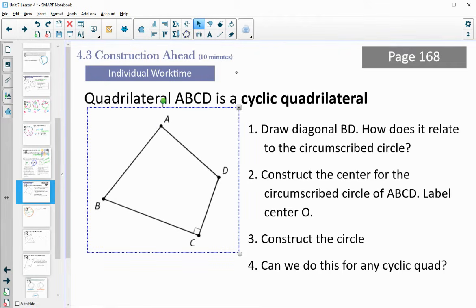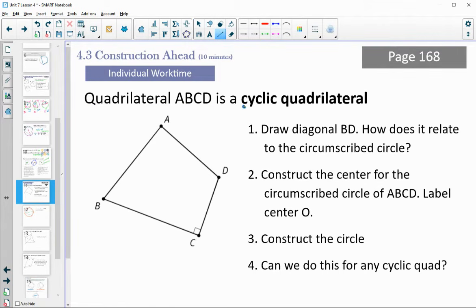So let's take a look at this quadrilateral here. We're being told that it's a cyclic quadrilateral. So we know it's cyclic, that means that we can draw a circle around it. That's going to be our goal, to draw the circle around this quadrilateral. We're going to start by drawing diagonal BD, then constructing the center for the circle, then drawing the circle, and then thinking about, can we do this for any cyclic quadrilateral? On page 168, why don't you go ahead and give it a try? And then you can come back to the video and I'll walk you through it.